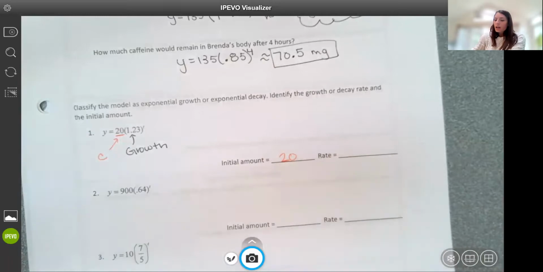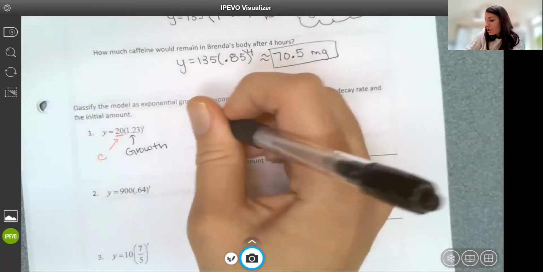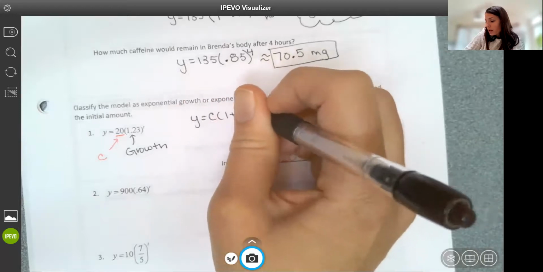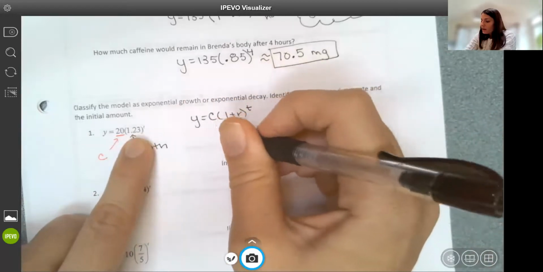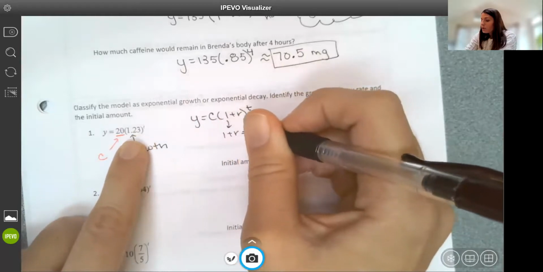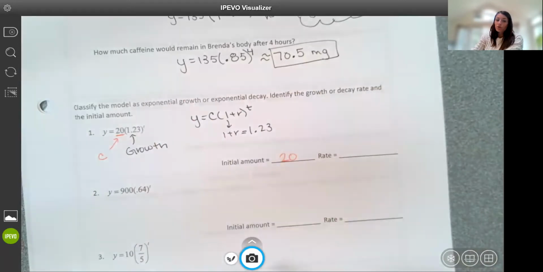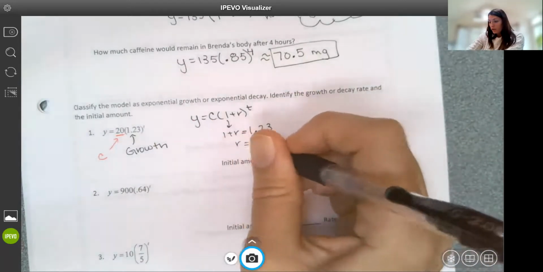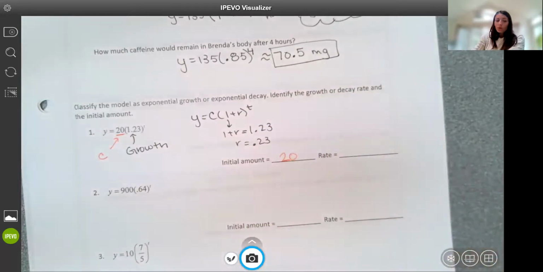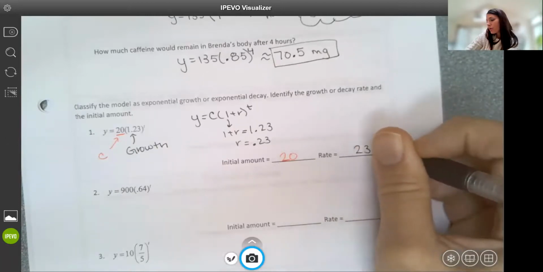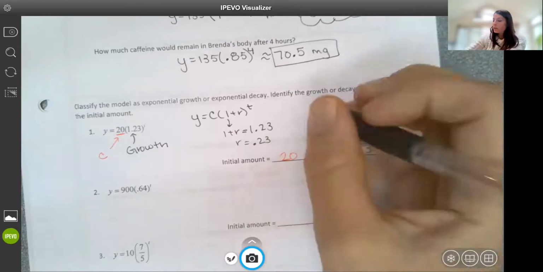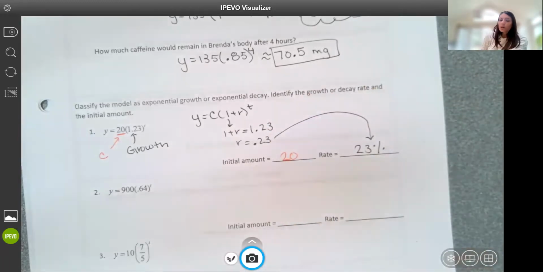Now to find my rate, I need to remember that here's my general exponential growth function, right? And so this piece right here was equal to 1.23. So I took 1 and added some rate and it gave me 1.23, or my rate must be 0.23. I'm just subtracting 1 from both sides. Now I'm not going to write my rate as a decimal. I'm going to say, okay, my initial amount was 20. I have exponential growth and it's growing at a rate of 23%. Okay, this 0.23 means it's growing at a rate of 23%.